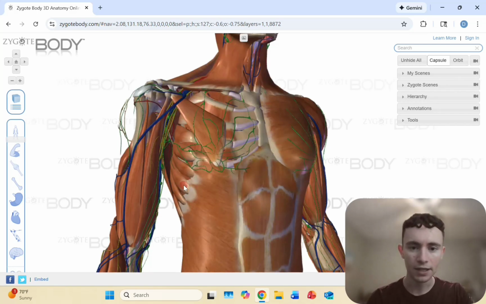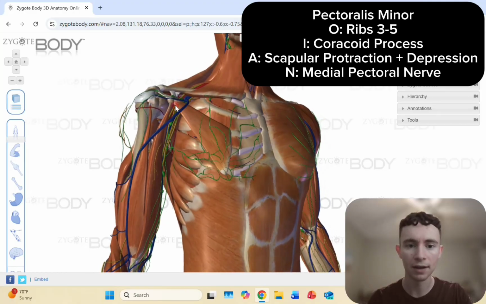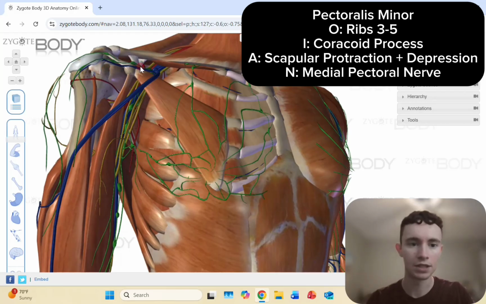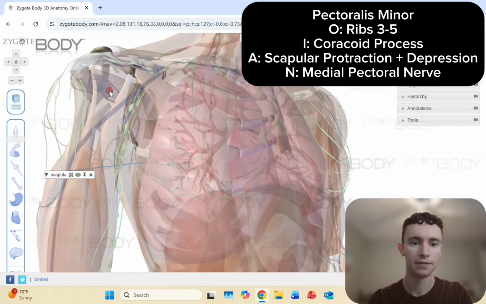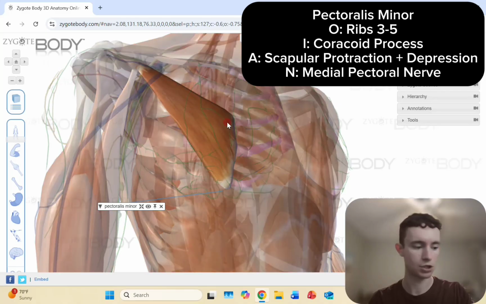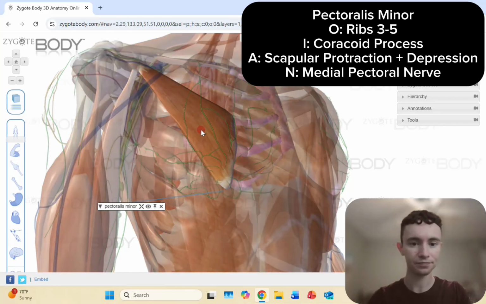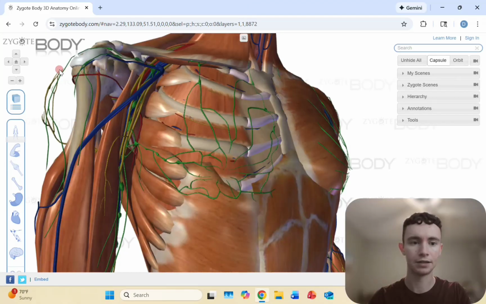If we hide that one, underneath is our pec minor. So he's right here. He attaches to the coracoid process of the scapula, which we can visualize right here. There's that coracoid process right there. So attaching there, coming down to attach to ribs 3 through 5. 3, 4, and 5. This is responsible for protracting the scapula, so bringing it forward, and depressing the scapula, and it is innervated by just the medial pectoral nerve. We can go ahead and hide this guy now.